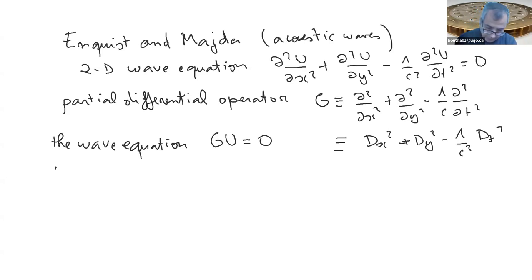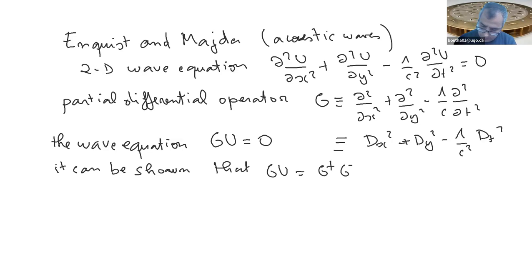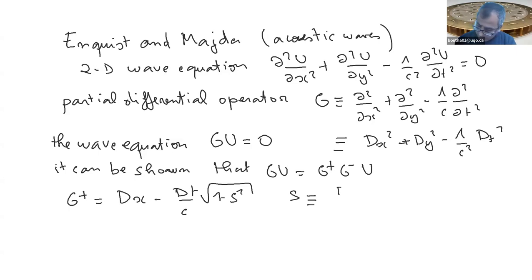And it can be shown that G u is G plus G minus u, where G plus is Dx minus Dt over c times the square root of 1 minus s², and s is an operator defined by Dy over Dt over c. So here there is no approximation. This is exact.